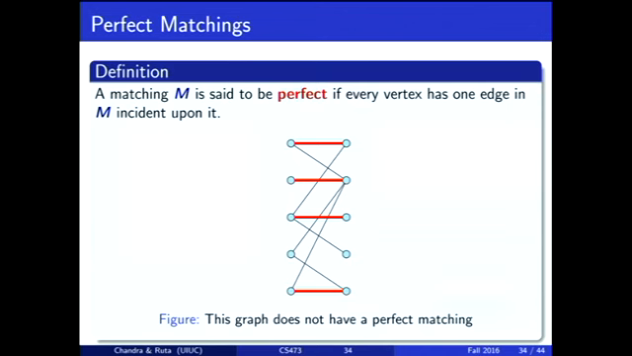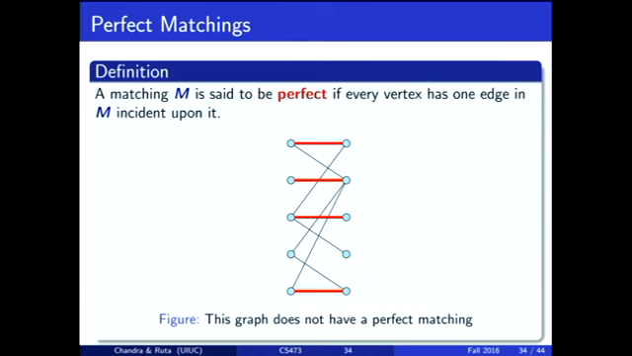Does this graph have a perfect matching? Why not? Suppose I give you this graph, and let's say you want to convince your friend who doesn't know anything about computer science, but matchings are easy to tell people. Everybody understands matchings.